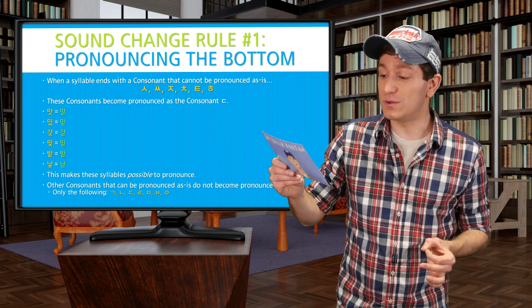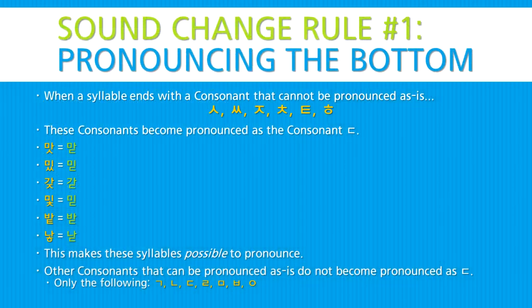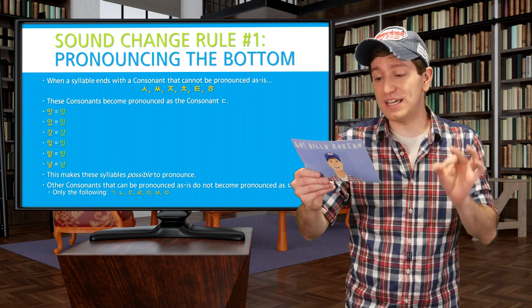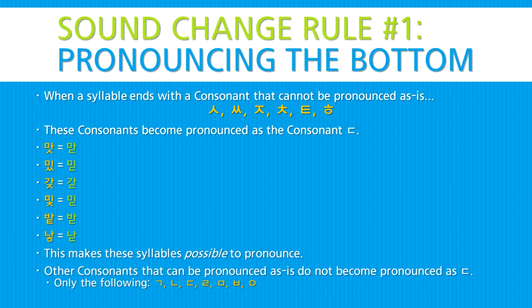Again, we have mat. Next, we have mid. Notice the bottom consonants, again, are those six. Anytime one of those bottom consonants is at the end of a syllable and you cannot pronounce it as is because it's not being followed by an empty consonant, it will change to become the consonant digud. Next, we have kat, mit, pat. It doesn't become pat, just pat. And finally, we have nat.